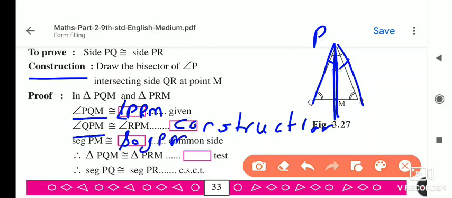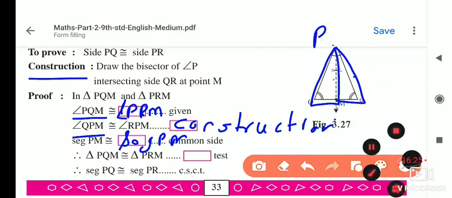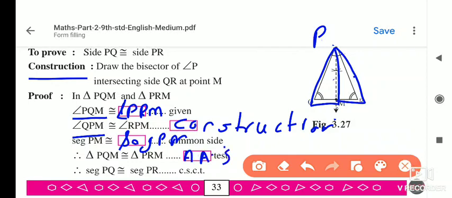Therefore triangle QPM is congruent to triangle RPM. These two triangles are congruent to each other. By which test? By the AAS, or SAA, test of congruence, meaning angle angle side.